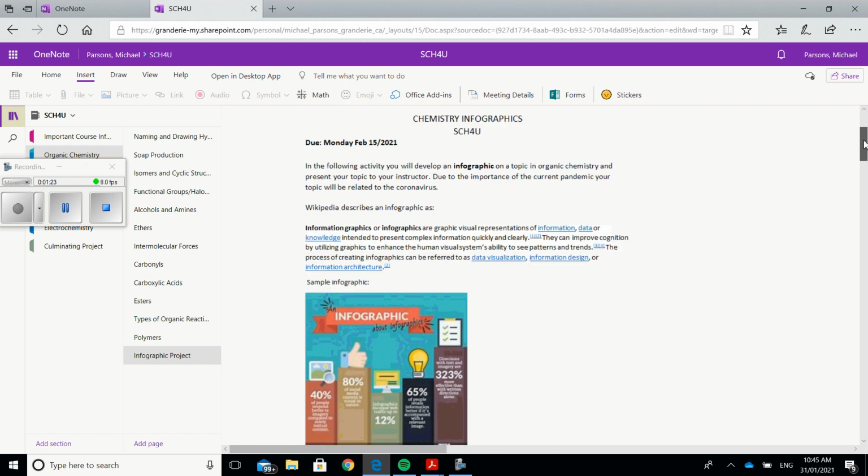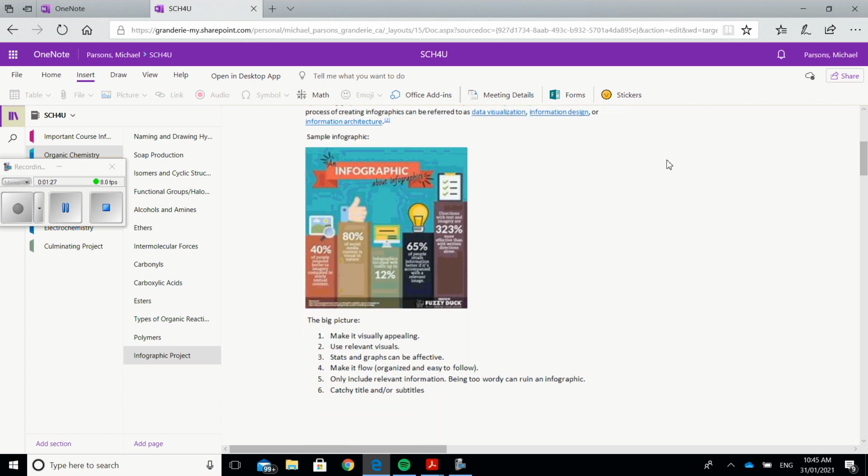So I have a Wikipedia description of what an infographic is. I have just a sample infographic there. You can look up, you've seen hundreds of these. You can look them up and see what you can see and see what sticks out to you. You should look at a bunch of infographics to get ideas on design.